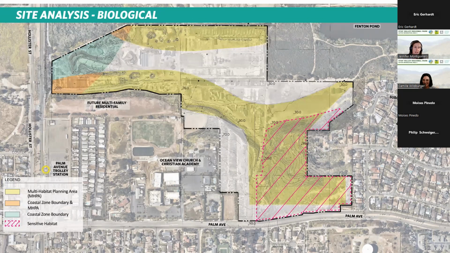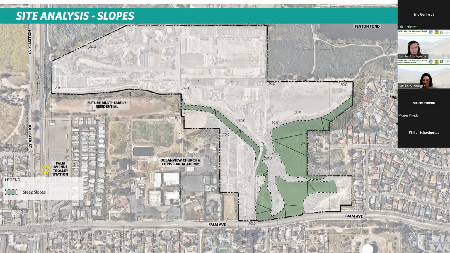Here you can see the site analysis related to the biological features. The MHPA, or multiple habitat planning area, is shown in yellow. There's also a coastal zone on the west side of the site. We expect that any proposed improvements in the coastal area would require additional permitting requirements, but just an understanding there on the west side. And then in pink, there's a sensitive habitat area, which we'll show you in the photographs. It's very mature habitat in that area. So we anticipate that the areas shown in pink would likely need to be protected in place.